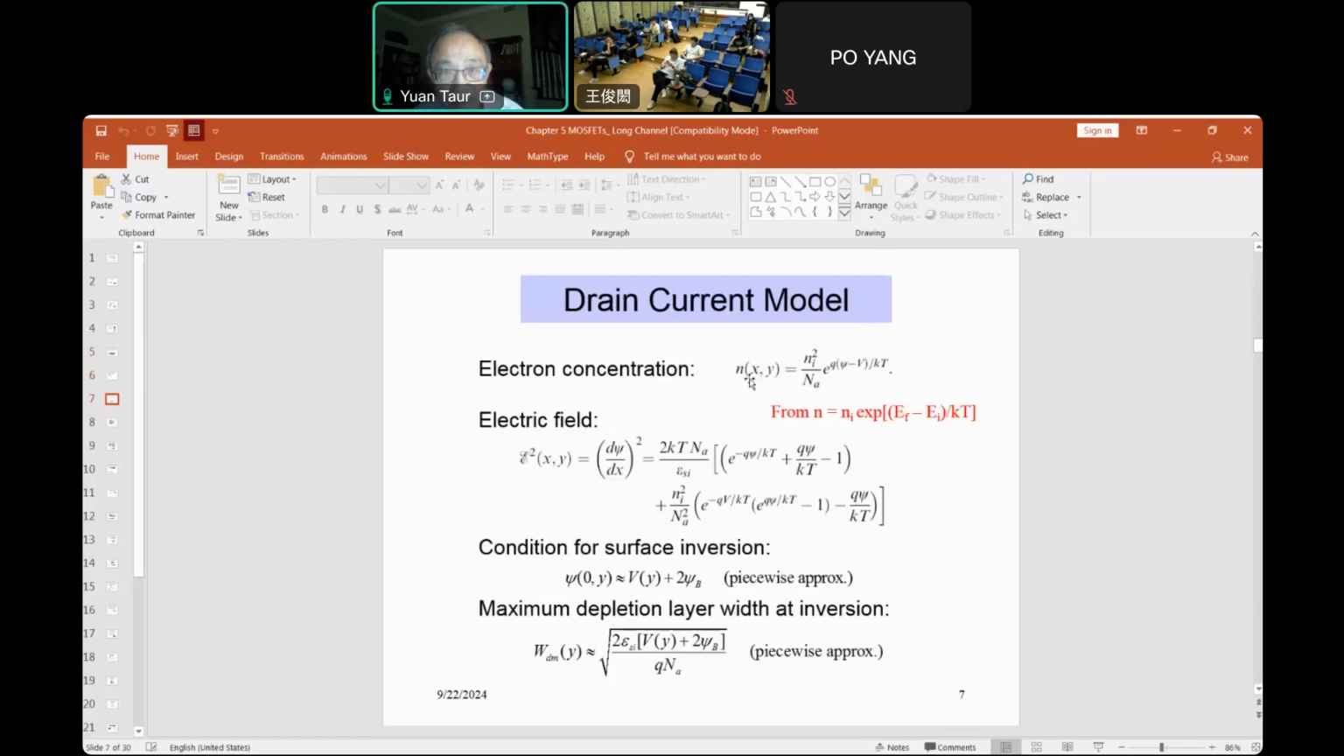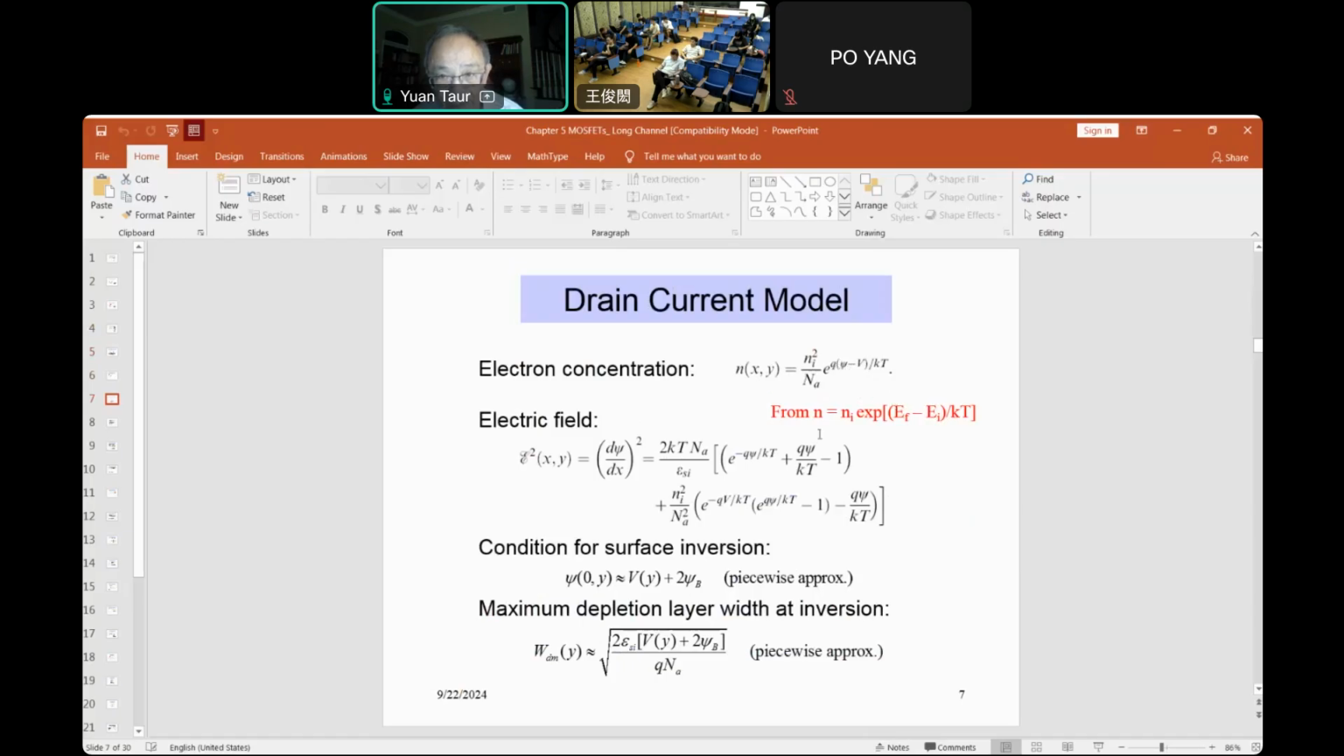The electron density at any point x and y is given by Ni squared over Na e to the q (psi minus V) over kT. It's basically this expression from chapter 2, with EF minus Ei. Now EF becomes minus qV, because this is the quasi-Fermi potential, so there's a negative sign, and Ei minus Ei becomes psi. Psi is the band bending.